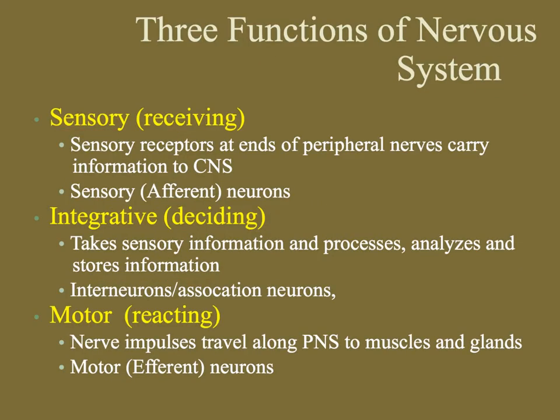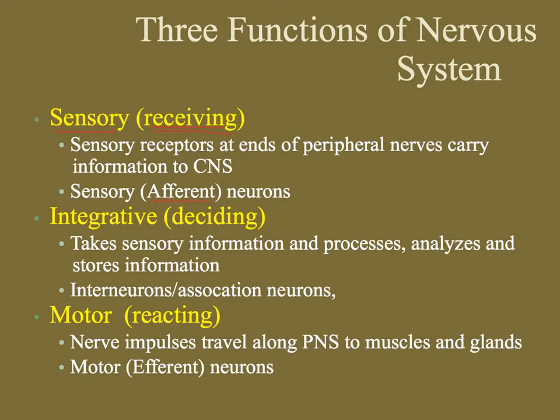There are three major functions of the nervous system. It is involved in the sensory function, or receiving input. Sensory receptors are in your peripheral nervous system. They are at the ends of your peripheral nerves, and they carry information to the central nervous system. They are also known as the afferent neurons.